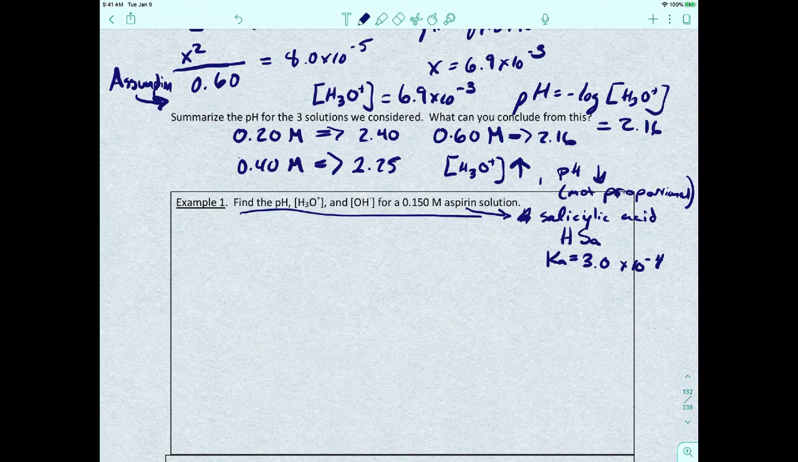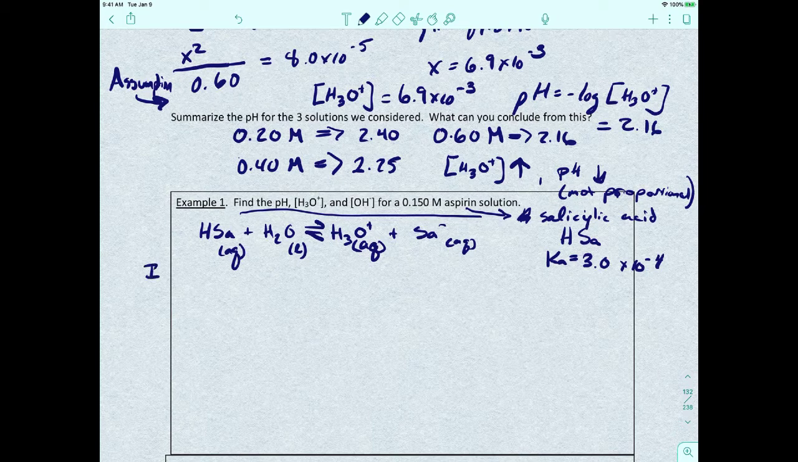All right. So we're going to set this problem up just like we did the other ones. So we've got our reaction, salicylic acid plus water in equilibrium with H3O+ and salicylate. Everything is aqueous except for the water, which is liquid. And initially, the concentration of aspirin is going to be 0.150 molar.